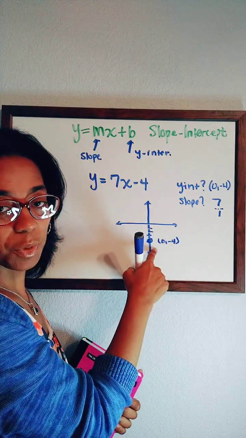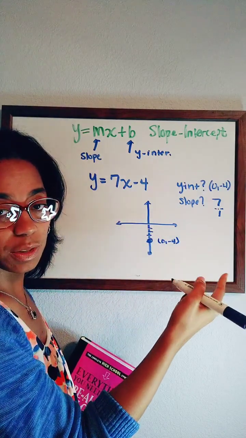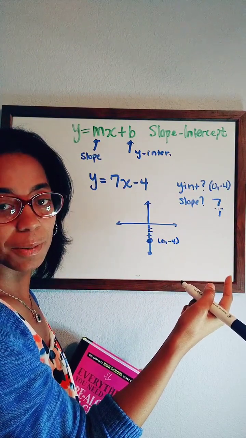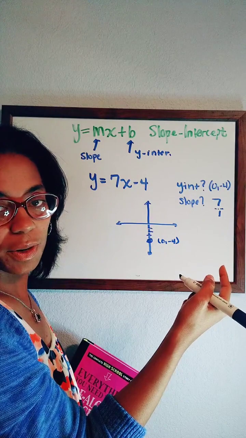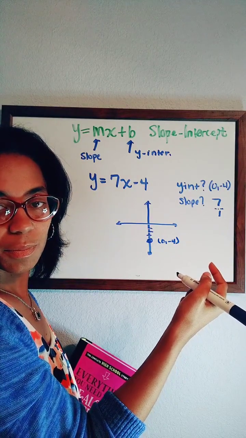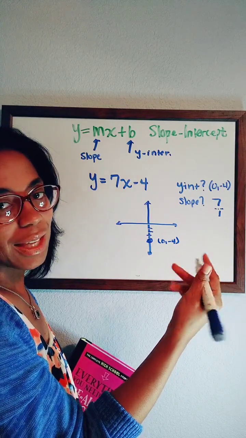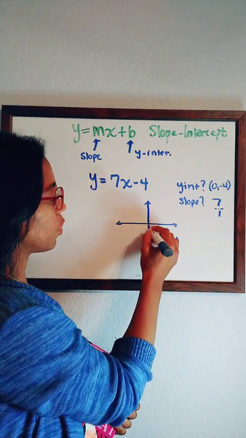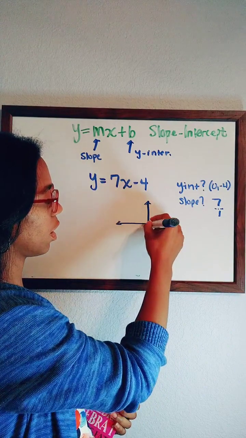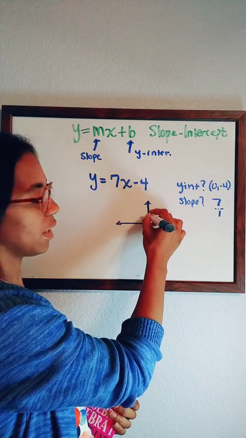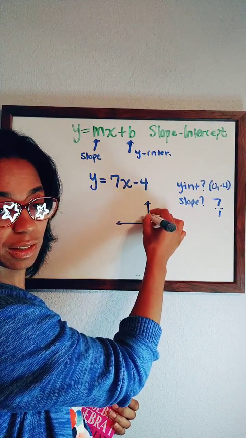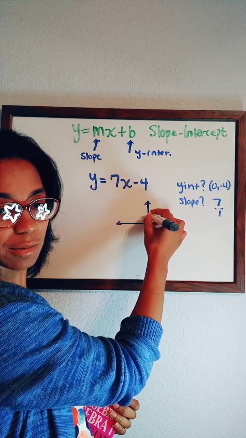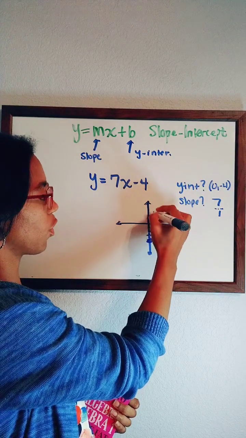All right, what do I do from this point? I need to rise and I need to run. How many dots do I need to rise? Ibrahim, if you want to label your axis, that's up to you. 1, 2, 3, 4, 5, 6, 7. And then I need to run how many? Over 1 to the right.